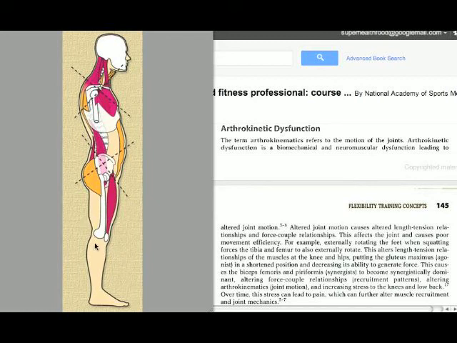So for this video, I just want to get across that principle: keep your toes in line, your knees in line with your toes, and squat through. Don't have your toes pointing outwards.